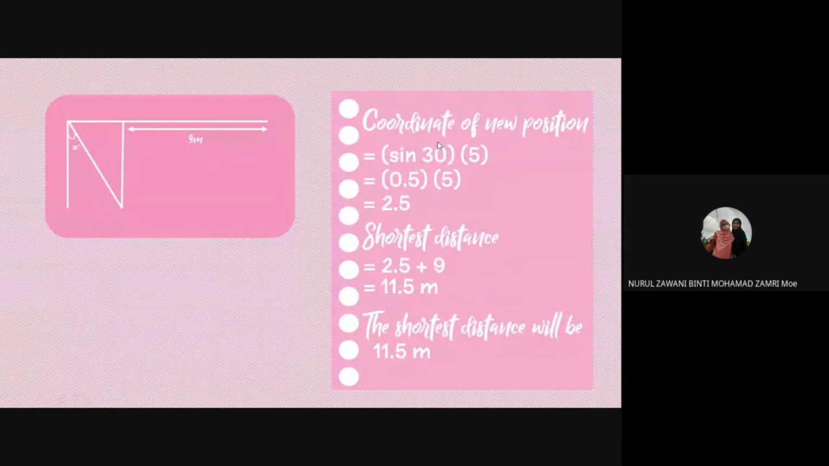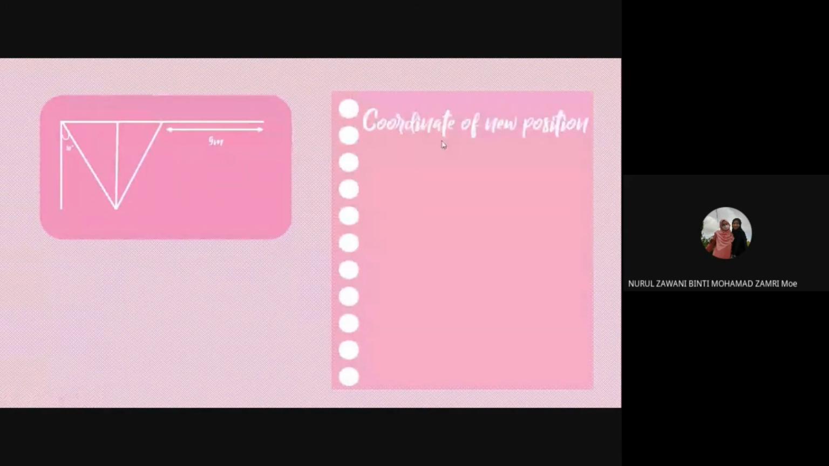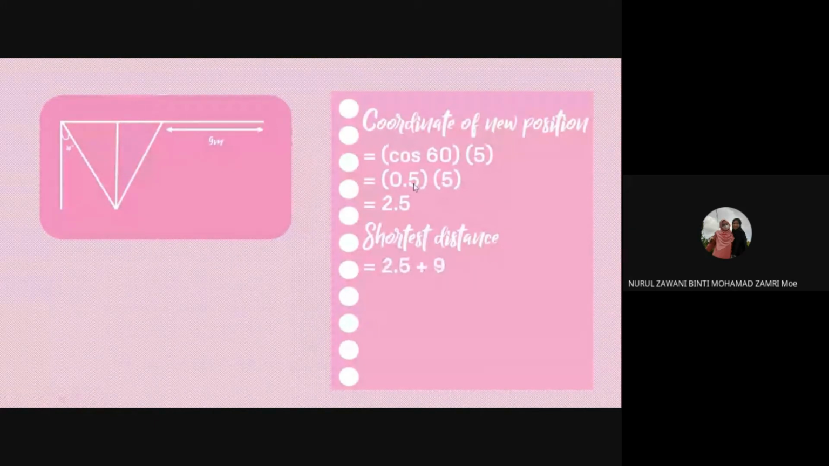Instead of using sine 30, we also can use cos 60, which is also the same. We have to multiply by 5, which equals 2.5. Then we search for the shortest distance by adding 2.5 with 9 meters, and it is also equal to 11.5. So the shortest distance will be 11.5 meters.